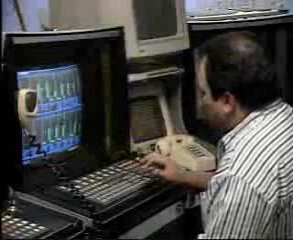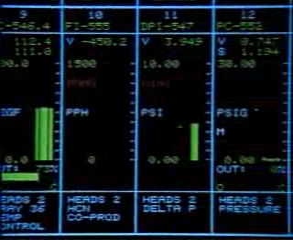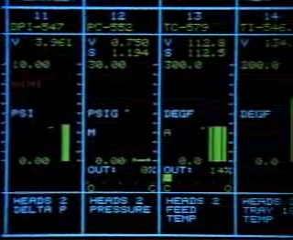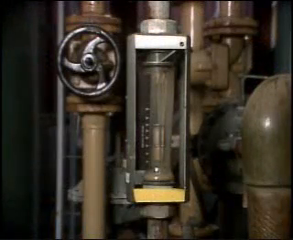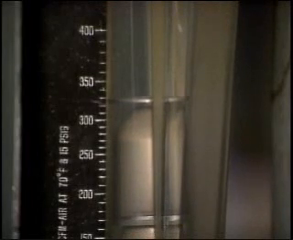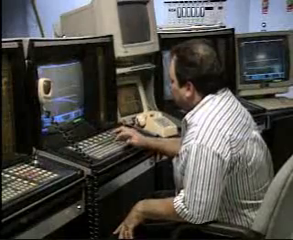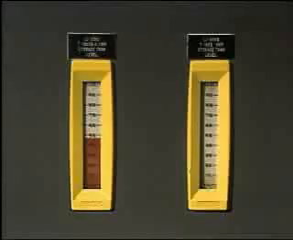In a plant, vital process variables such as pressure, temperature, level, and flow are monitored and controlled by process instrumentation. By providing valuable information about process variables, instruments help operators to maintain safe and efficient control over plant processes. It's important for operators to have a good understanding of how process instrumentation works.